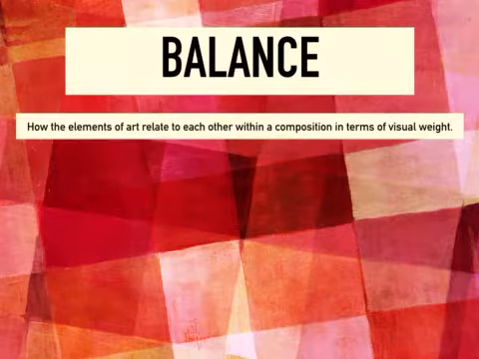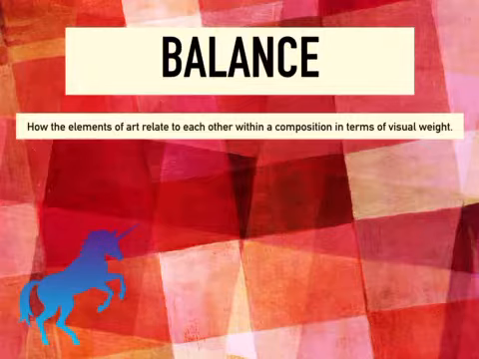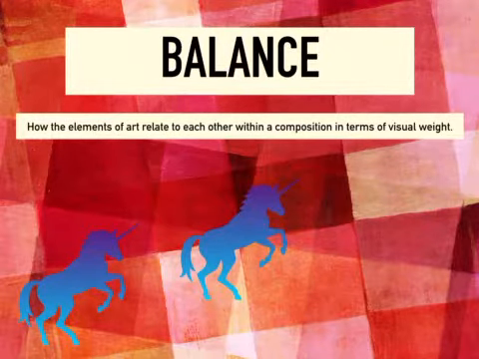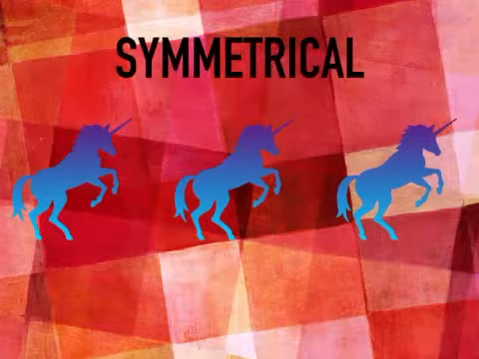Balance is how the elements of art relate to each other within a composition in terms of visual weight. What does that mean? Well, here's what it means. I'm going to use these 3 unicorns to help me explain. If these unicorns were placed exactly like this, to where there's the same amount of unicorns on the left side as the right side, then this would be a symmetrical work of art because the weight is evenly distributed.